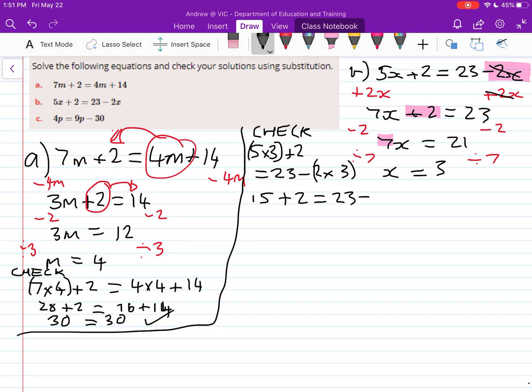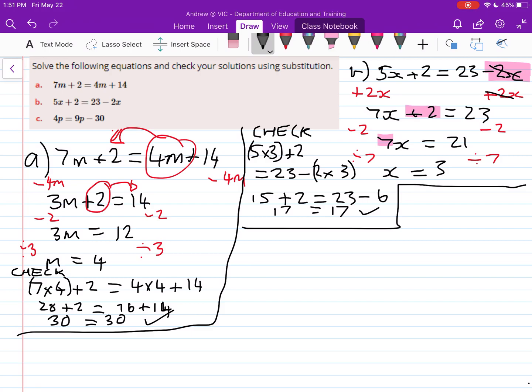2 times 3, that's 6. Okay. So 15 plus 2, 17. 23 minus 6, this is also 17. Got that right. Okay. If I left that 5 in there, they wouldn't be equal, and I would have known I made a mistake either in my check or in my working out there. Okay. So that might be even a good example of that. Very easy to make little mistakes, just like writing down the wrong number.